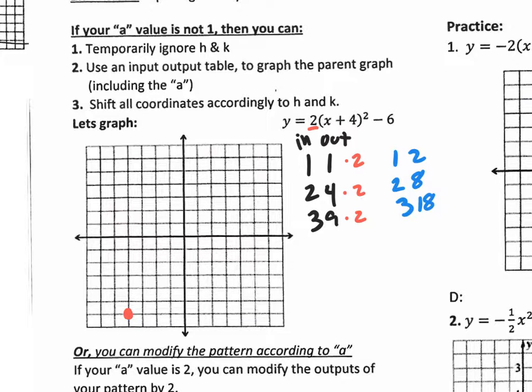And after we graph our vertex, which is negative 4, negative 6, the second step is to draw the axis of symmetry, which is that dotted line going right through the vertex. The axis of symmetry equation is always x equals, because a vertical line is always x equals a number, and it happens to be the x value of your vertex, which is negative 4.